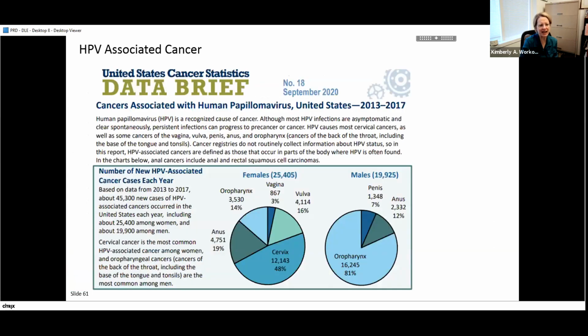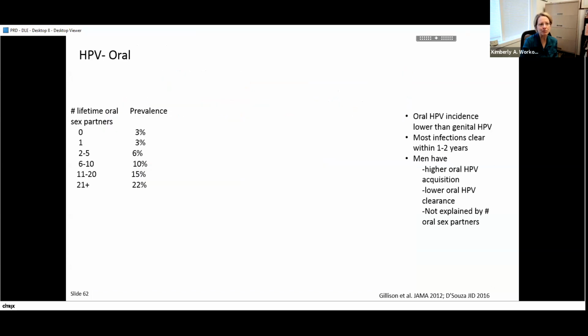A couple of things just to add about HPV. Just to make sure that you're aware of these data briefs that CDC publishes, which are quite interesting, comparing HPV-associated cancer in females and males. We hear a lot of talk of anal cancer, but I wanted to show you that in terms of incidence by numbers, the rates of oropharyngeal cancer in males are very high, and to think about the importance of vaccination, especially for oropharyngeal acquisition of HPV.